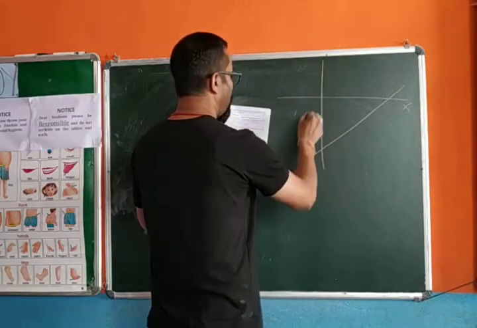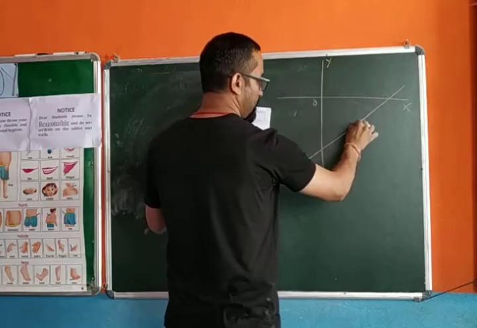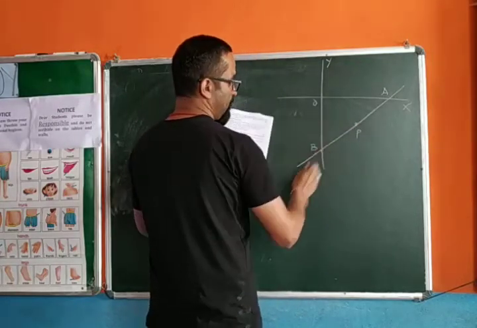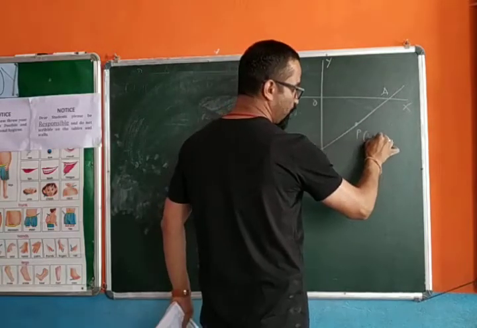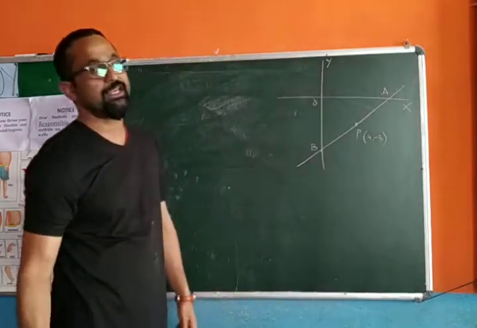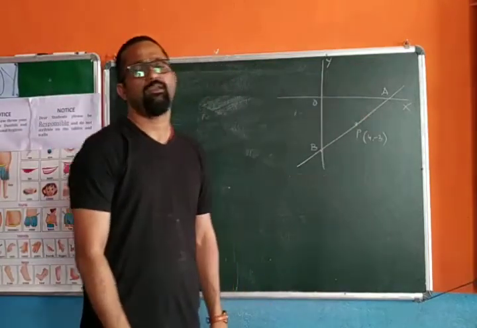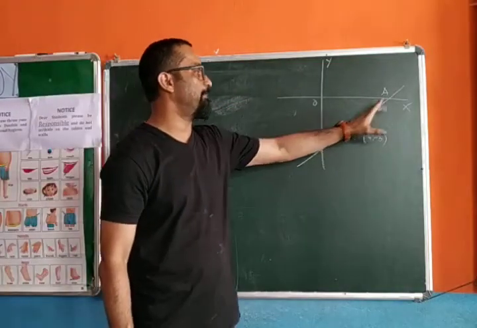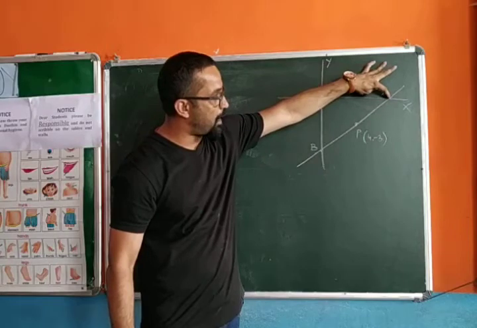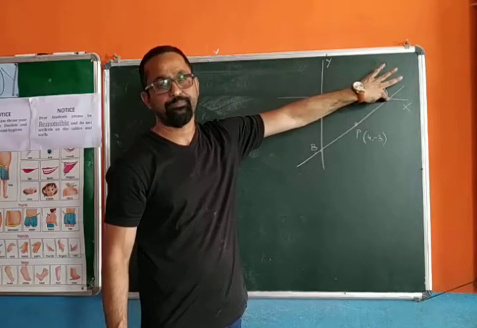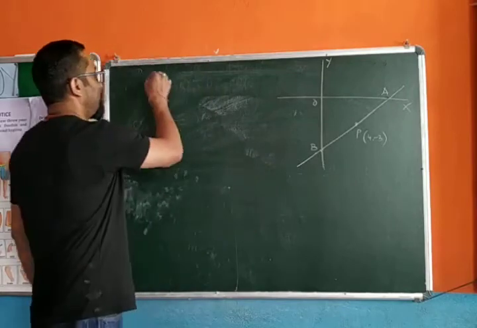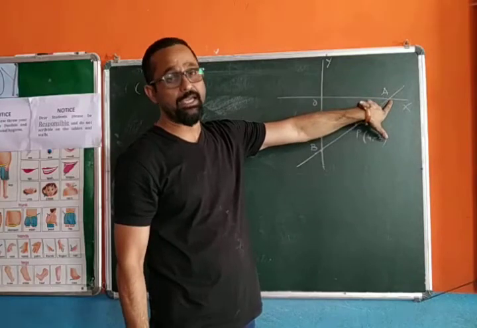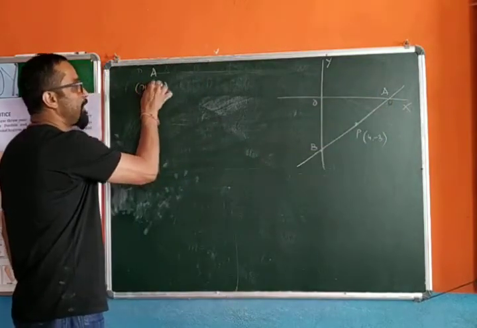X, origin, Y, midpoint P, A and B. The coordinate of the point is (4, -3). The question says to find the coordinates of A and B. You just need to look at this diagram and understand this line segment is intersected by the x-axis at A. That is the condition. So since it is intersected by the x-axis at A, the coordinate of intersection is (x, 0).